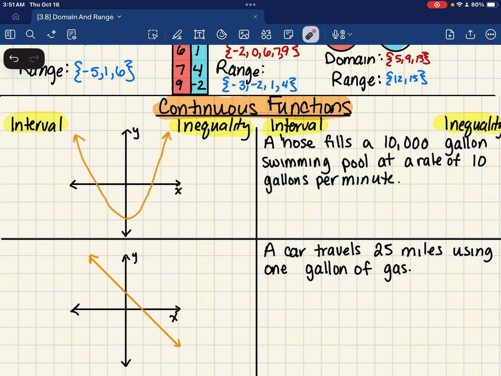Now, the notation for continuous functions changes because I can't just list off a bunch of ordered pairs, because the idea of continuous is that there's always something in between. And if I try to list those, there's always something in between. So I would be forever listing stuff because there are forever points in between. So we have to write it differently, okay?